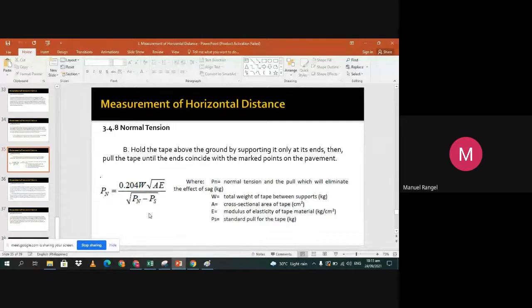However, normal tension is not common because it may be too large, so for convenient application it is affected by changes in temperature.